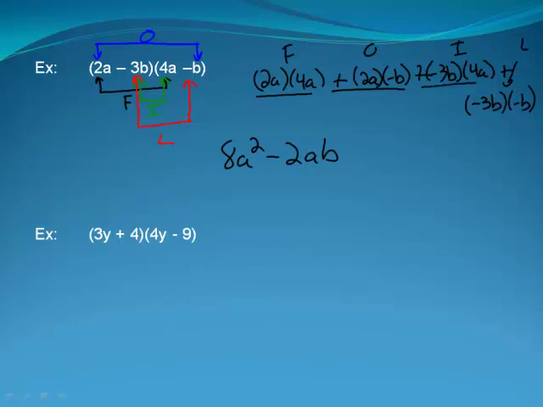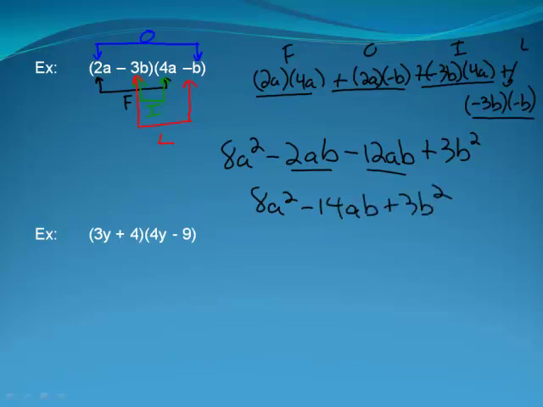Here we've got negative 3b times positive 4a. Negative 3 times positive 4 is minus 12, or plus a negative 12, and a times b is a times b. And this last product, negative times negative, is a positive 3b squared. Combine like terms, and you've got 8a squared minus 14ab plus 3b squared. And that's your answer.